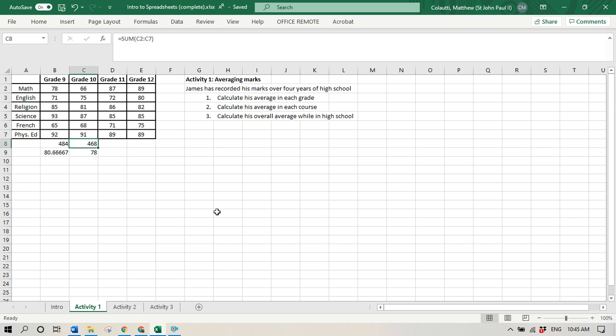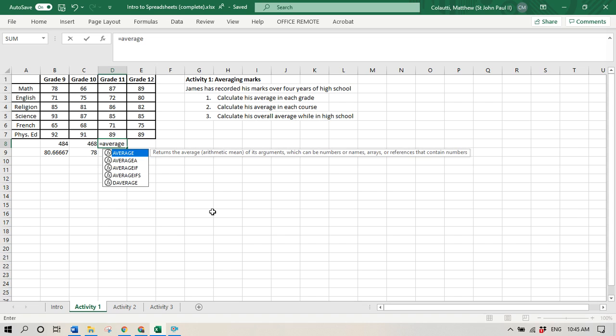Now, there's even an easier way to find the average here. You don't even need to use the sum information or the sum formula. You can actually press equals. There's a built-in average formula. You just type equals average. And look, Excel says that's just going to return the average, or what we call the arithmetic mean, of the arguments. So I'm going to open bracket now.